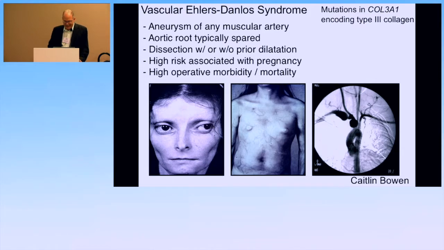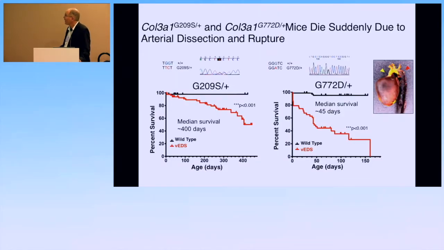So a very talented graduate student in the lab has now made 2 bona fide mouse models of vascular Ehlers-Danlos syndrome by knocking in a glycine substitution that either occurs early or late in the triple helical region of the molecule.